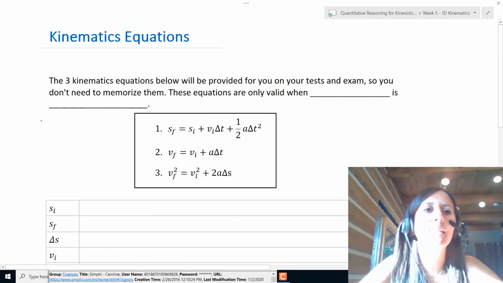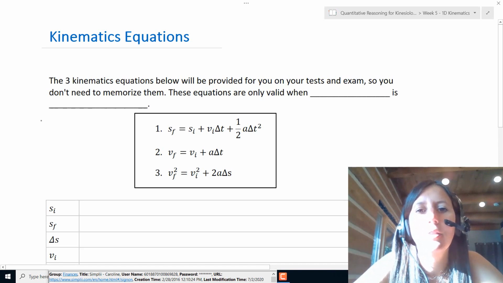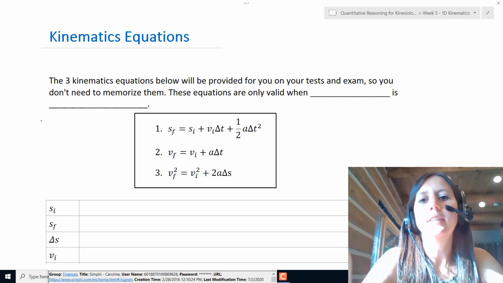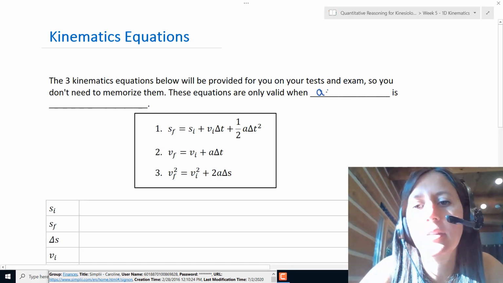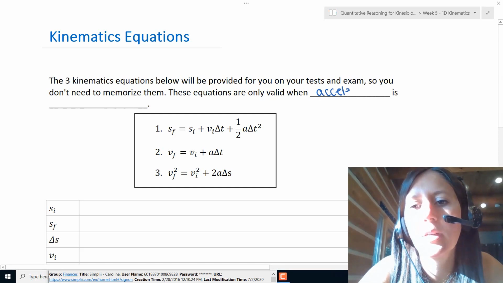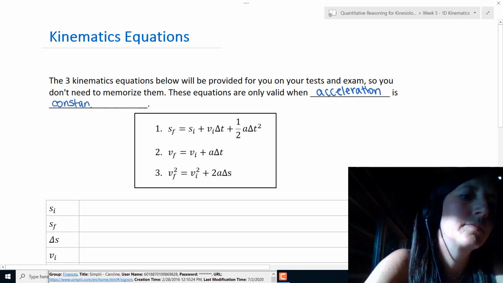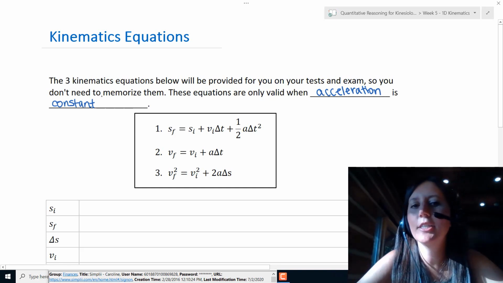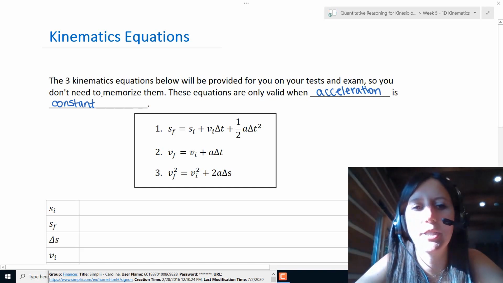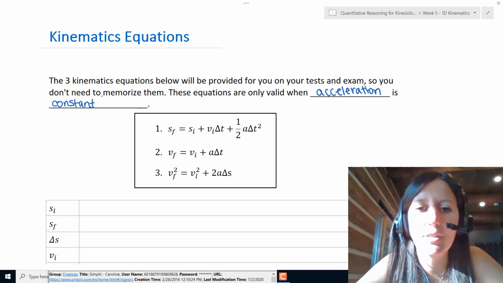All right, so now we're going to introduce the 3 kinematic equations that we're going to be using throughout this course. And these equations are provided for you on your tests and exams, so you don't have to memorize any of them. The equations are only valid when acceleration is constant. So if the acceleration is not constant in a question, you can't use these equations. In this course, anytime you have to use one of these equations, we're assuming acceleration is constant.